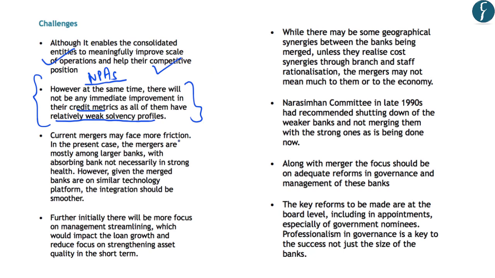Now, besides the issue of non-performing assets, there are chances that such a merger will create more friction. This is mainly because previously when mergers happened, one of the banks was a large bank and the other banks which were merged with that large bank were small in size. However, in the present situation, all of these banks are mostly among larger banks. And all these banks are not necessarily in strong economic health.